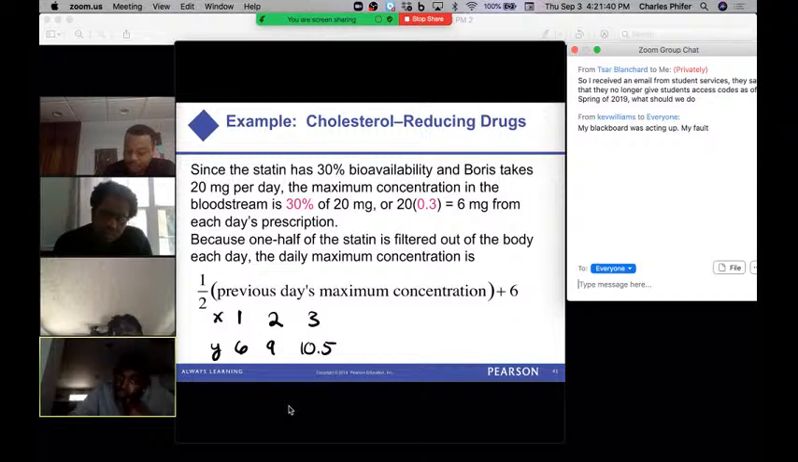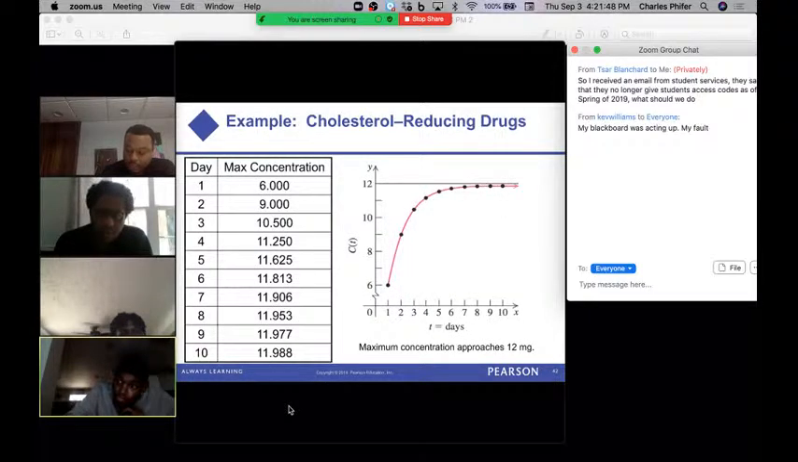Okay, I think we have a function though: half of the previous day's concentration plus 6. Let's keep going. I think we're okay. We were getting the same results. That's more like a log function actually, but we're definitely not talking about logs just yet.